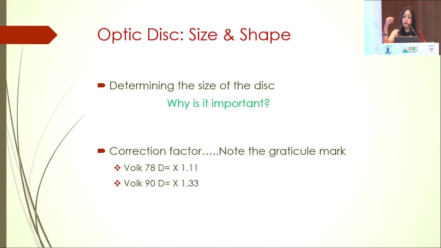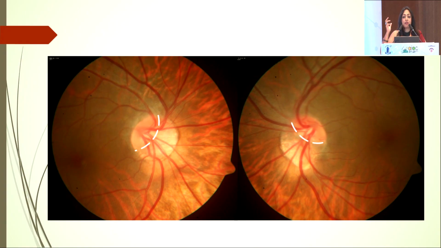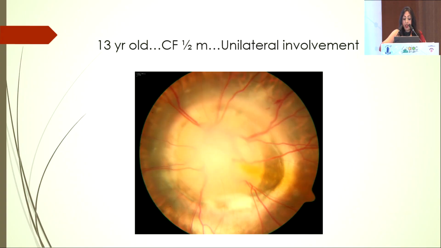Look at the graticule mark at your slit lamp and multiply it with the correction factor with respect to the lens that you're using. Now, I've talked about the scleral rim, the importance of that. At one glance, we'll say that it's a very large disc with hardly any cup there. But then again, look carefully, that's nothing but a myopic disc. So the scleral ring is actually very small. In few of the patients, it's not always possible to actually delineate the scleral ring.